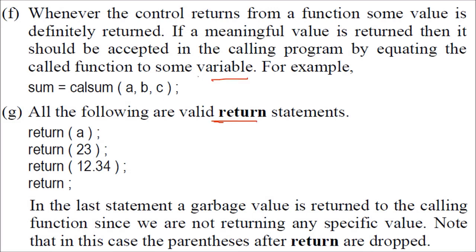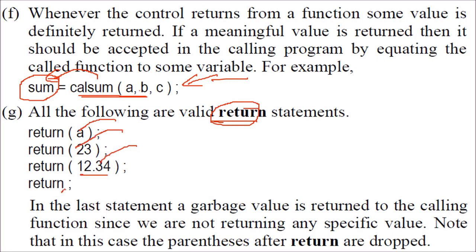Let me tell you here also that when you are returning some value, then only you can assign the value to any variable. This is how this line becomes valid. If you have no input parameters and no return, then you cannot assign it to some variable. This will not be true, or that will be wrong. The return can be anything of this sort. It can return some variable, it can return some number, it can return some floating point number, and it can return nothing.